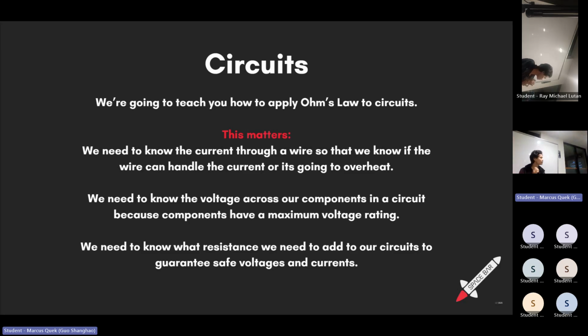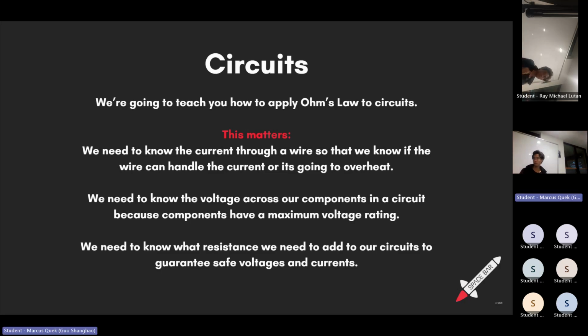This matters because when I have current through a wire, I need to know if the wire can handle the current or if it's going to overheat. If a wire heats up, then its resistance will increase, and this is a runaway effect if it heats up too much.